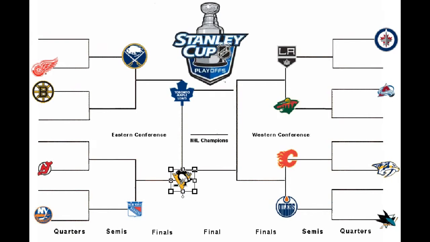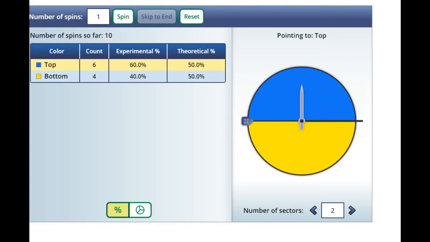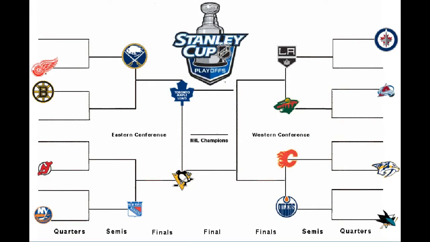Let's see this. Okay. So our conference finals matchups in the Western Conference are the LA Kings versus the Minnesota Wild and the Calgary Flames versus the Edmonton Oilers. Our first matchup is obviously LA and Minnesota. Who will win? Looks like the Minnesota Wild are moving on to the conference finals. There we go. I'll put them right there.